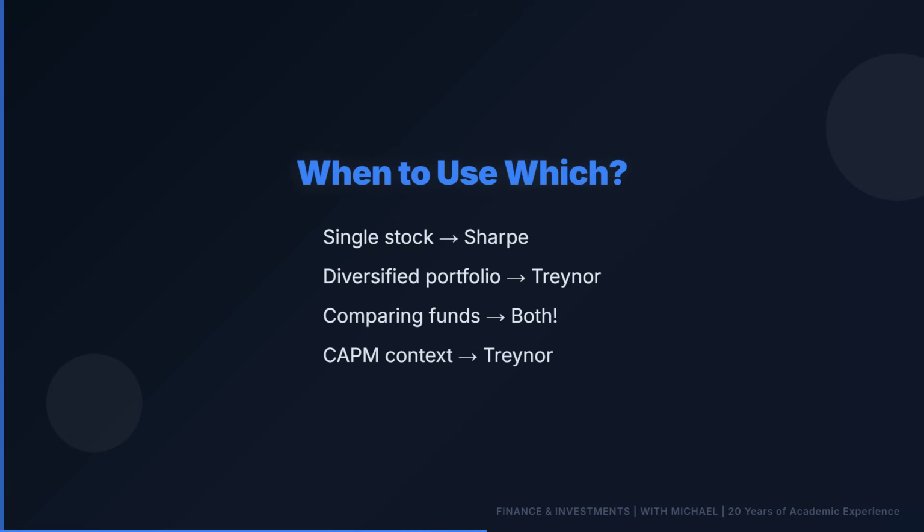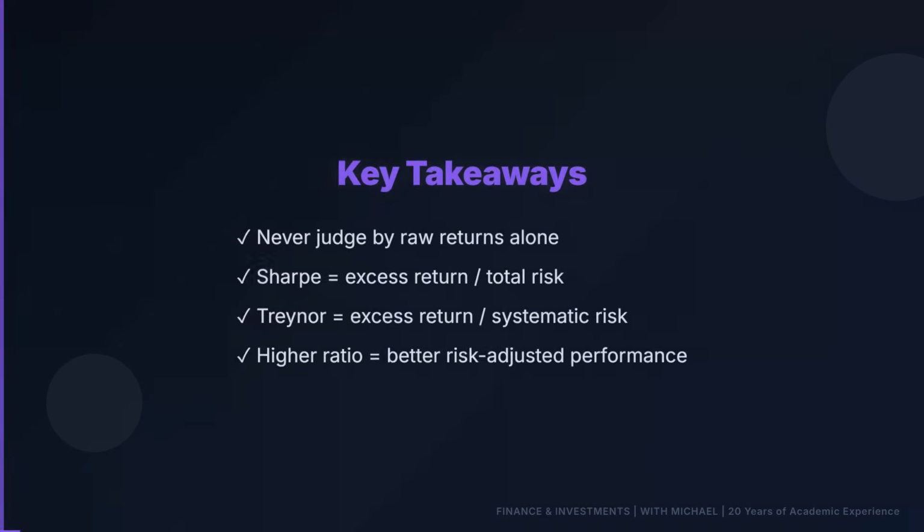Let us summarize the key takeaways. First, never evaluate investments on return alone. Always adjust for risk. Second, the Sharpe ratio uses standard deviation, capturing total risk. It is best for evaluating complete portfolios. Third, the Treynor ratio uses beta, capturing only systematic risk. It is best for evaluating individual securities within a diversified portfolio.